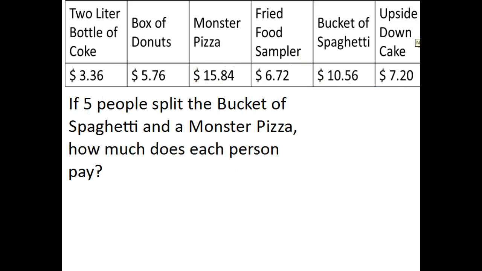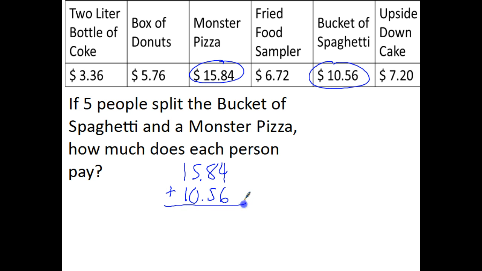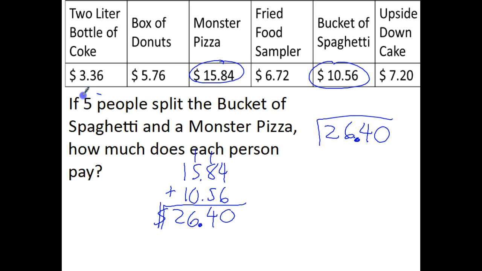One more. 5 people split the bucket of spaghetti and a monster pizza. How much does each person have to pay? Try it out. Monster pizza, bucket of spaghetti, add them together. $15.84 and $10.56. By the way, in real life, these numbers probably do not always come out even. So at the end, some people may have to throw in an extra penny or so. When I added $15.84 and $10.56, I got $26.40.